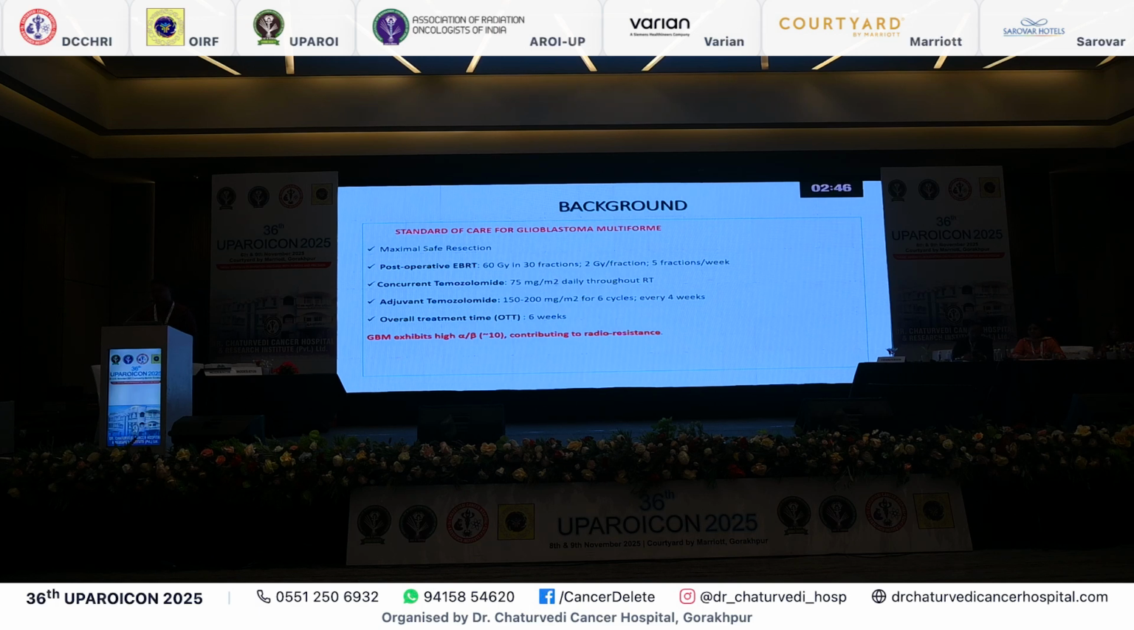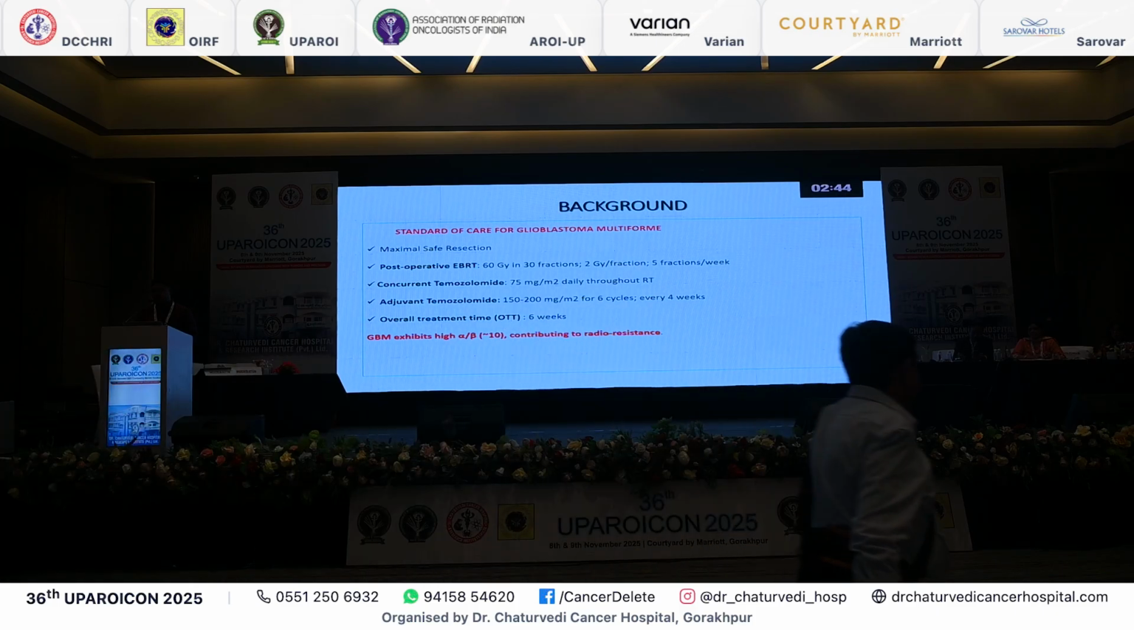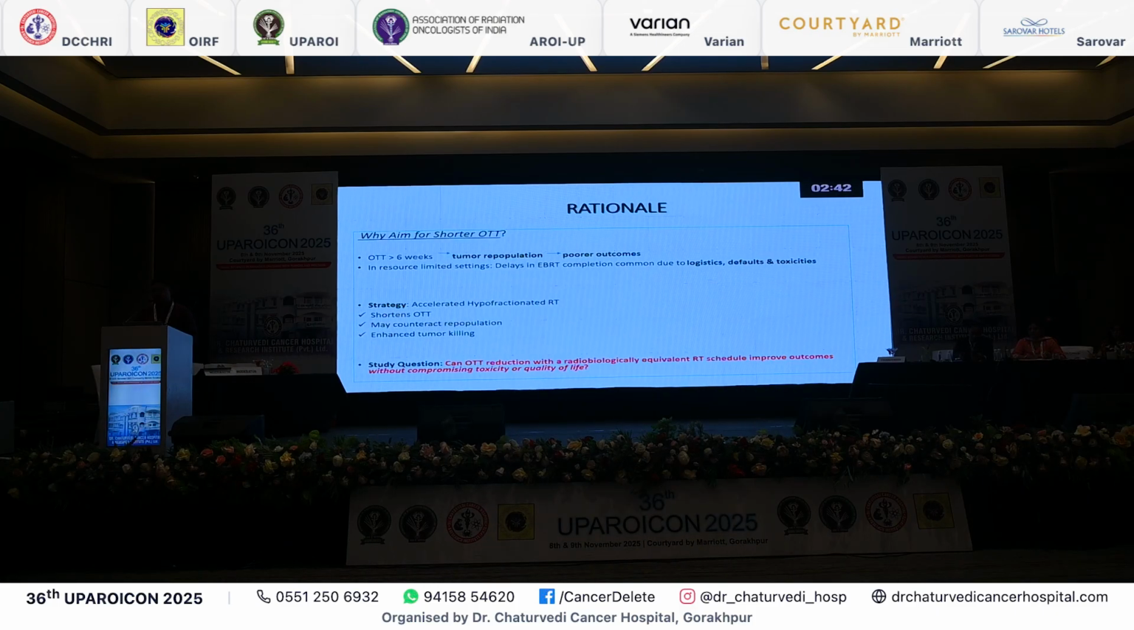The Stupp trial established the pragmatic standard of care for GBM with conventionally fractionated radiotherapy. However, the prolonged overall treatment time combined with the intrinsic radioresistance of glial cells poses a risk for tumor repopulation and poorer outcomes. Therefore, it led us to the study question: can OTT reduction with a radiobiologically equivalent RT schedule improve outcomes without compromising toxicity or quality of life?